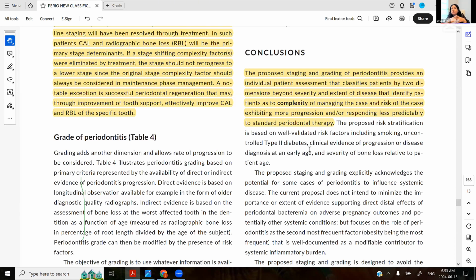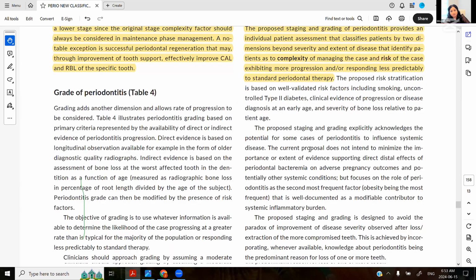So this new classification, earlier when we were doing the mild, moderate, severe periodontitis, we were doing it based on attachment loss, based on the bone loss. What has the new classification brought to the table? It is the complexity of managing the case and the maintenance phase, right? So once you define something, you start working on that. And the risk of the case exhibiting more progression and or responding less predictably to the standard periodontal therapy.